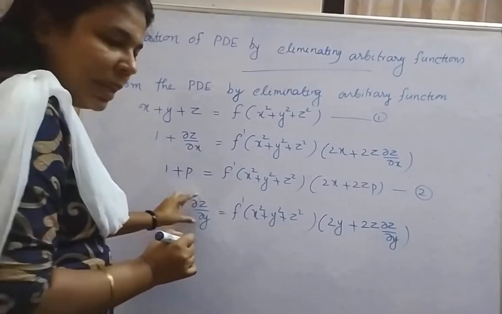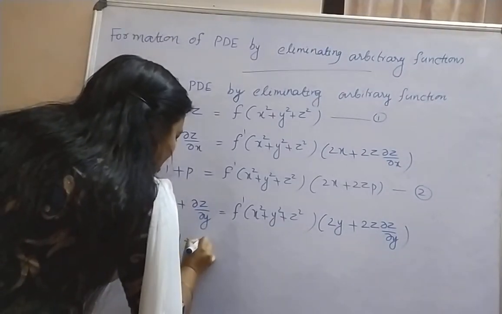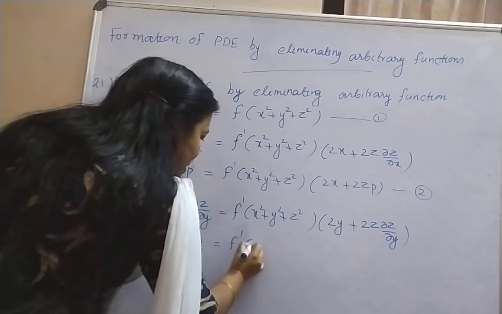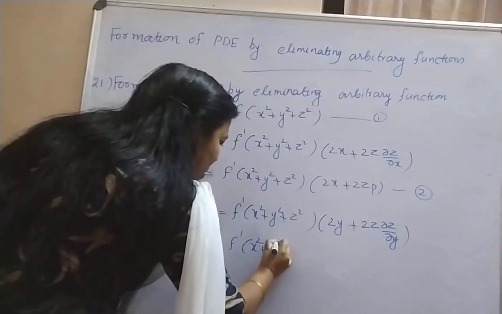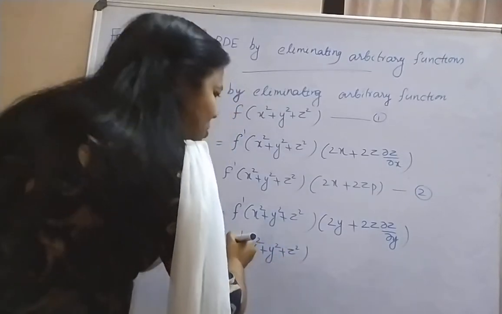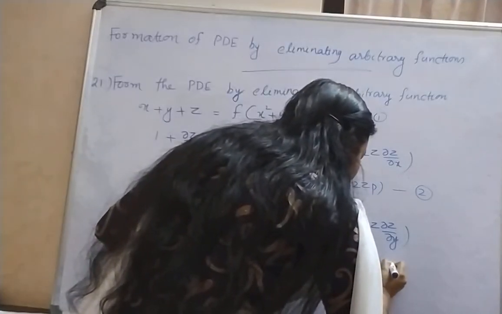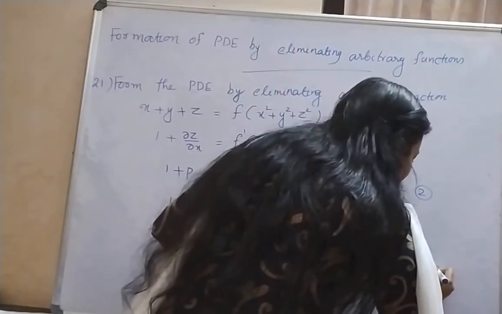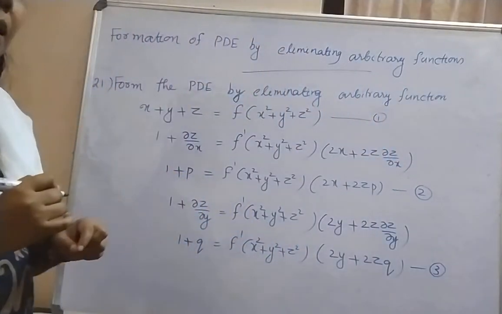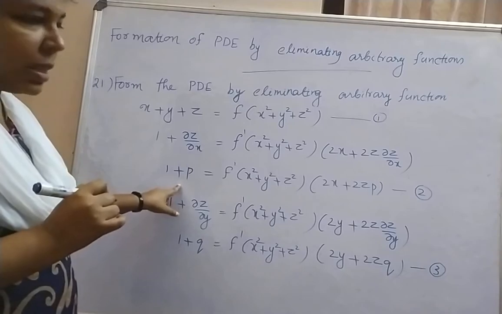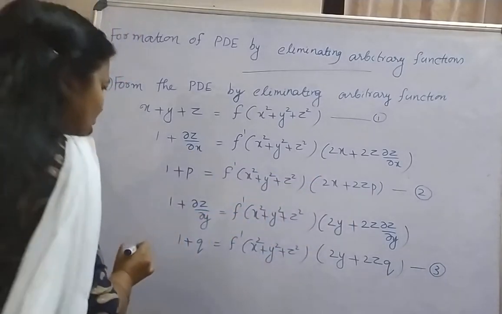Dou z by dou y is q. So 1 plus q equal to f dash of x square plus y square plus z square into 2y plus 2zq. Put it as equation number 3. Then find 2 by 3, that is, equation 2 divided by equation number 3.